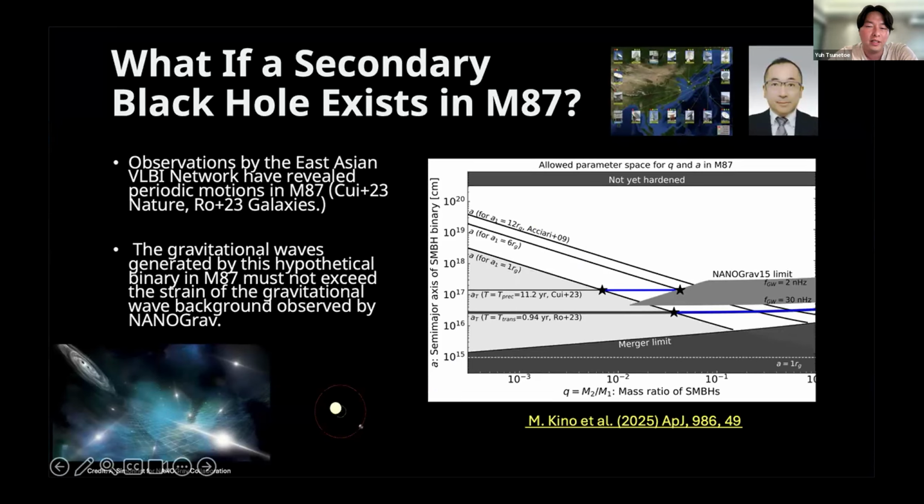So, Motoki Kino at Kogakuin University and colleagues have evaluated this scenario, linking the observed jet precession to gravitational wave constraints. They find that, assuming an orbital period of about 11 years, the binary mass ratio would be limited to a few percent. So this work highlights the importance of investigating the contribution from nearby sources to the gravitational wave background.